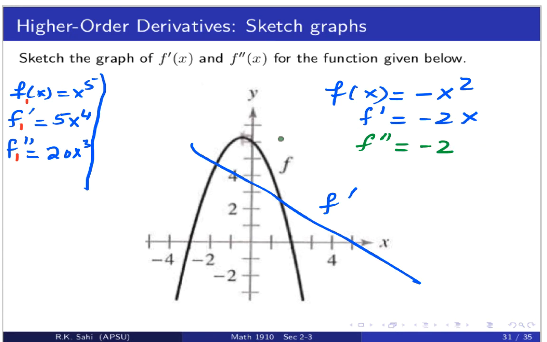Remember, this example is not exactly negative x squared. It's negative x squared plus something. But at this point, when you are asked to sketch the graphs, I just want you to look at the bigger picture: the first derivative is going to be a straight line going down, and the second derivative is going to be a horizontal line below the x-axis. So it's somewhere over here. So here is your sketch of f double prime.